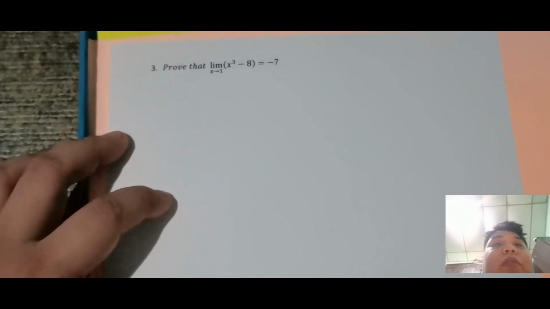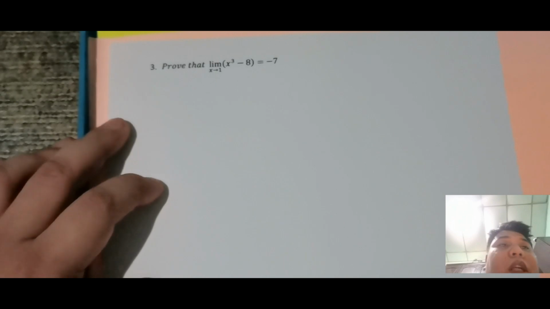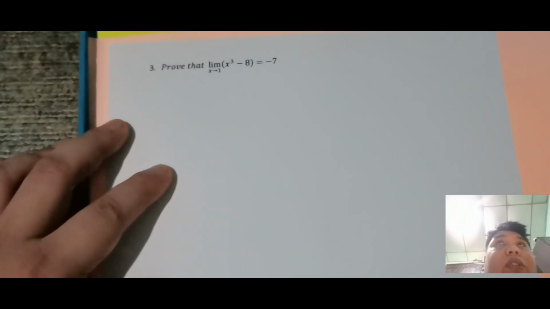So let's have example number 3. Prove that the limit of x cubed minus 8 as x approaches 1 is equal to negative 7. Example number 1 is quadratic, tama? Example number 2 is linear yung form ng dulo. So alam mo na yung gagawin. Next is, paano naman kung cubic?